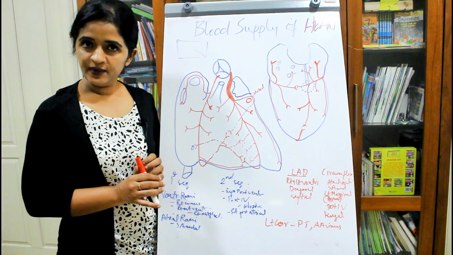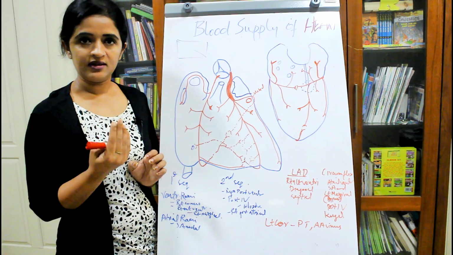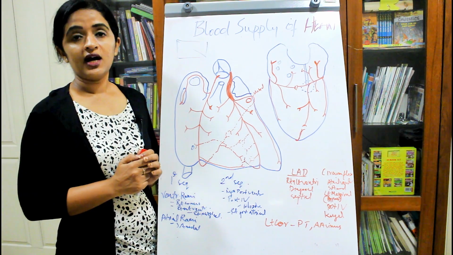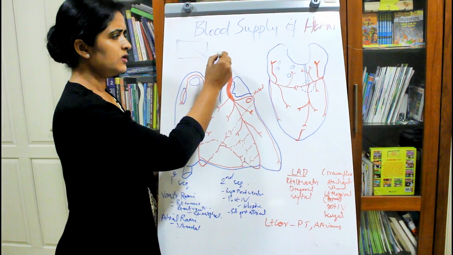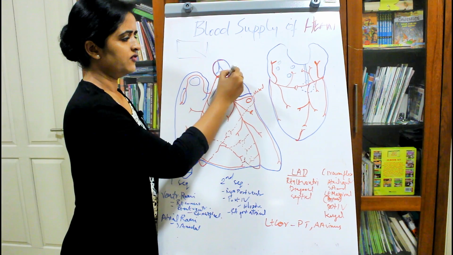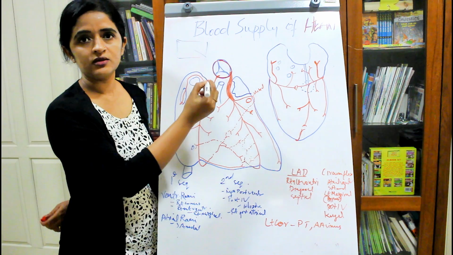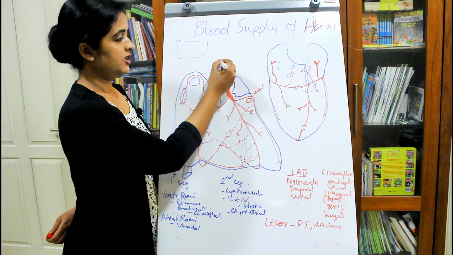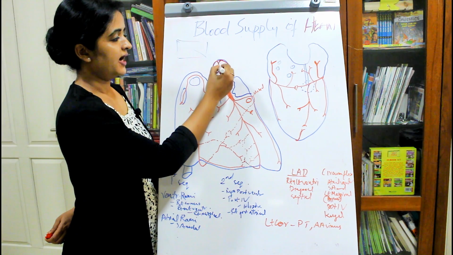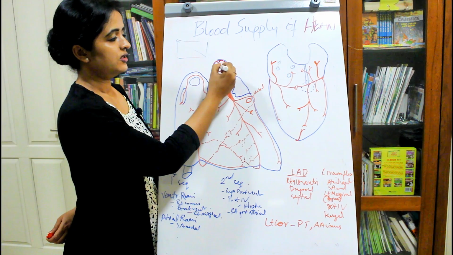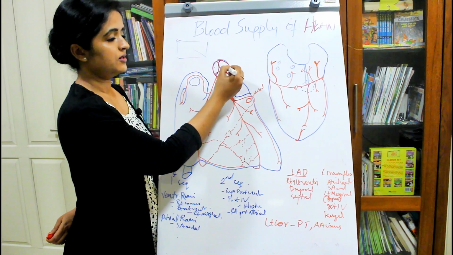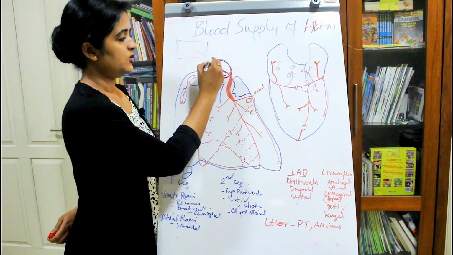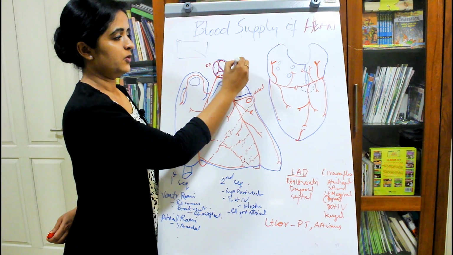Now before we begin with the branches and their sub branches, let's see what the aortic sinuses are. This is a cut section of the aorta, the root of the aorta. You have three valves for the aorta. You can see the three valves. This is the anterior, this is the right posterior, and this is the left posterior.